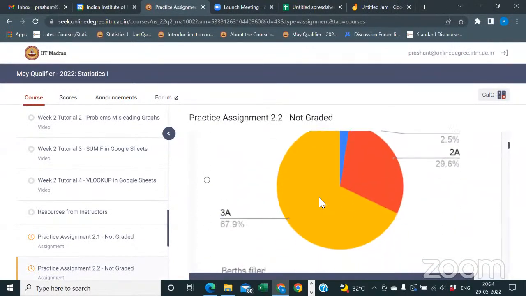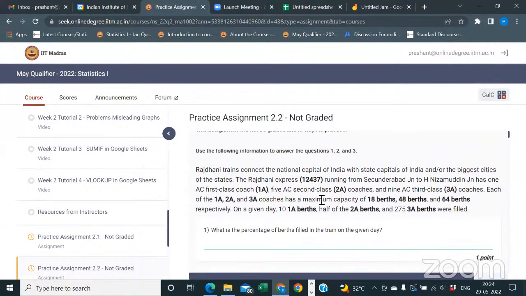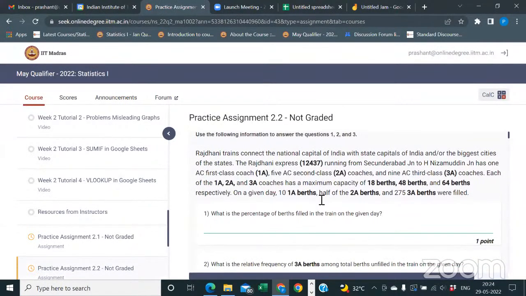Which one? I think this was the first question only. This one? Yes, sir. Okay. Is the data different? No, the same data is there. Here it's given the maximum capacity is 18 berth, 48 berth and 64 berth respectively. But on a given day, how is it possible that a compartment having a maximum of 64 would fill 275?